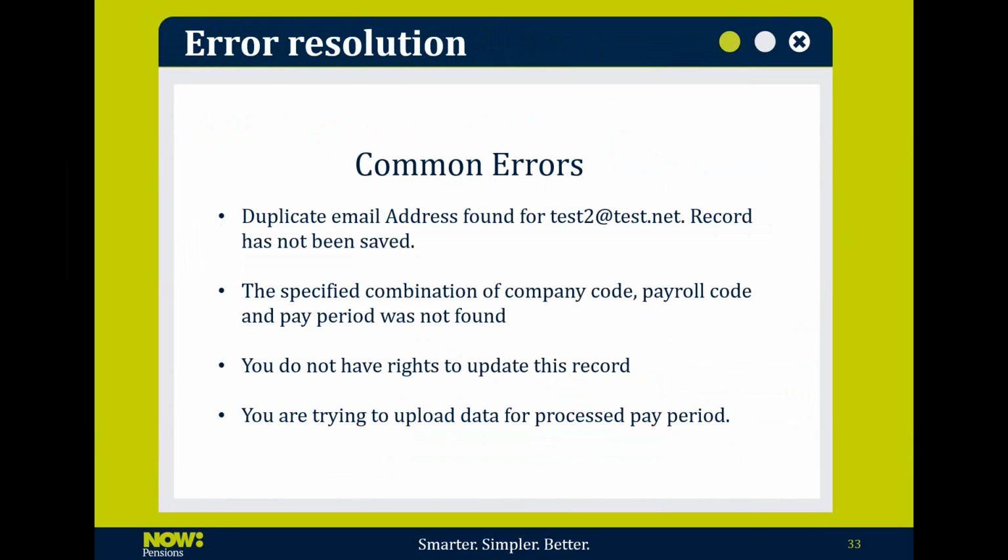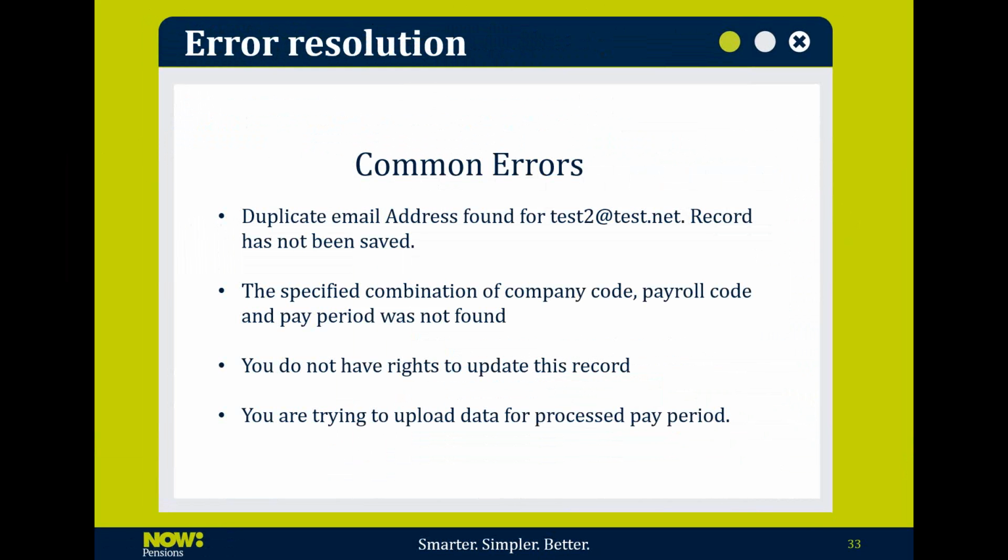The third common error is you do not have the rights to update this record. Now, this means that the employee is a leaver and you can no longer update the record. If you have exited the employee in error, please contact us and we can remove the leaving date for you.